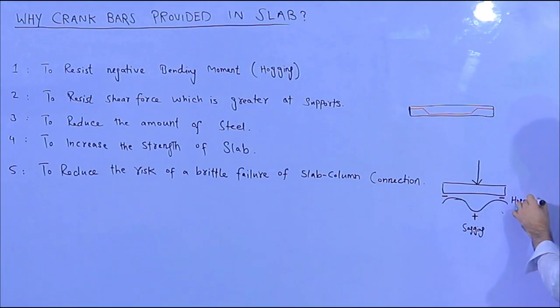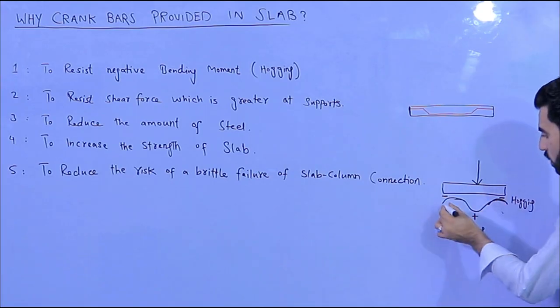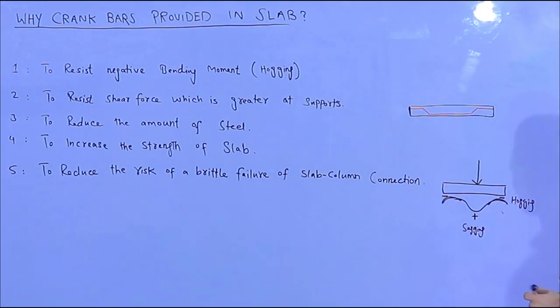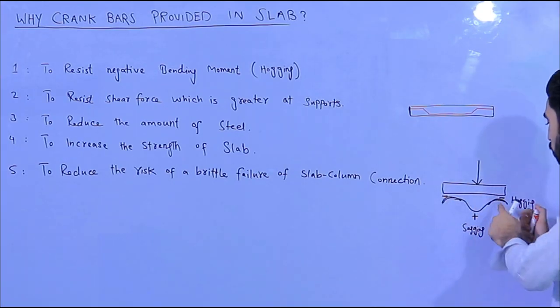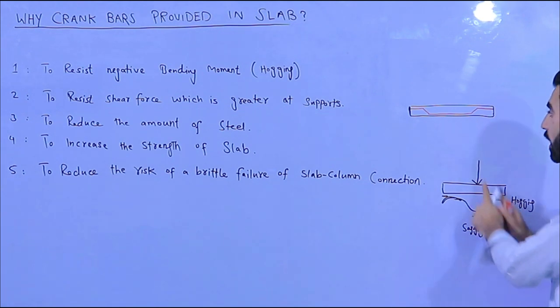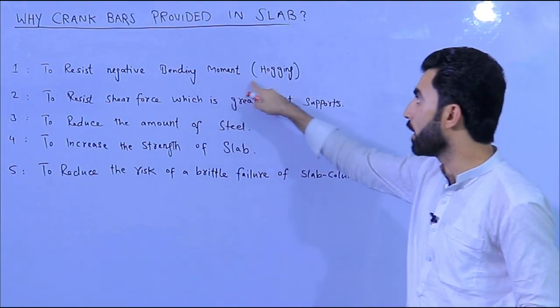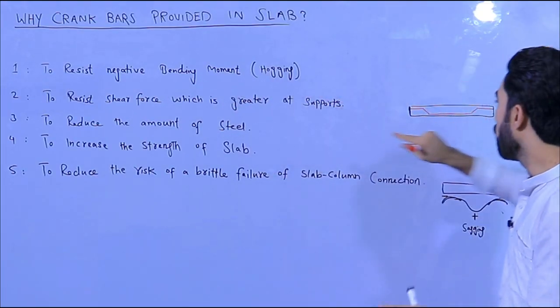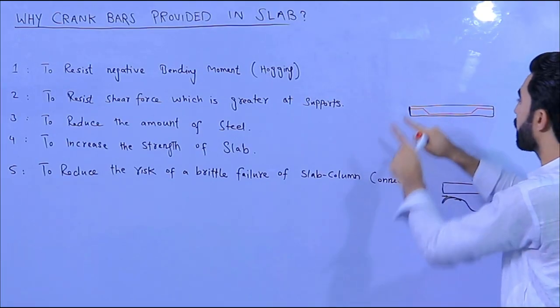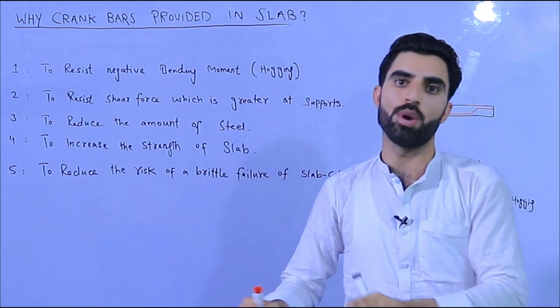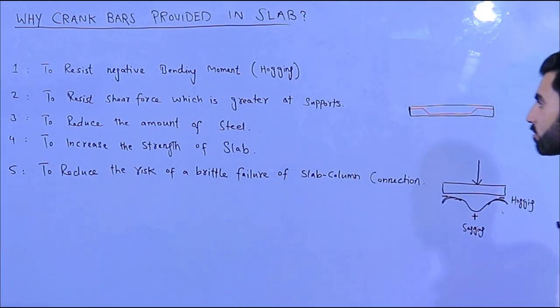At this point, guys, you can see, this is called hogging also here. Okay? So to avoid the hogging in RCC slab, we provide crank bars to resist negative bending moment, hogging. So therefore, the bars should be bent near its support, especially in two-way slab, right?